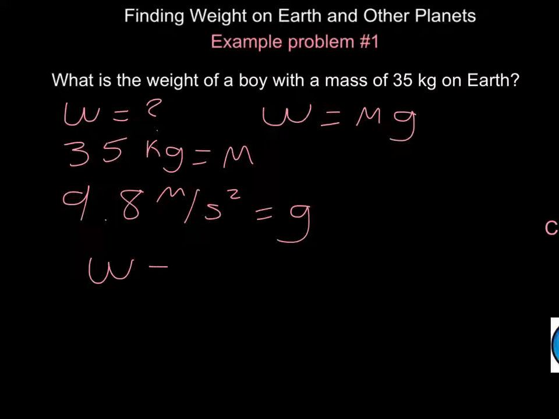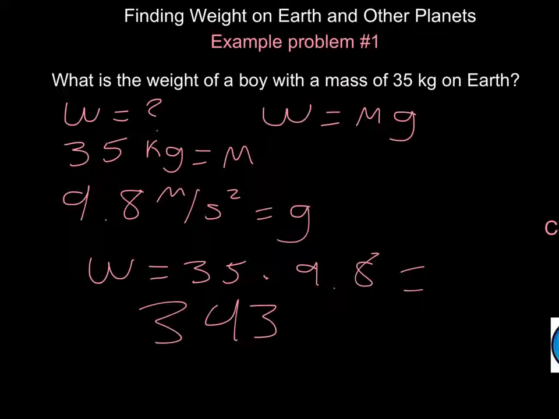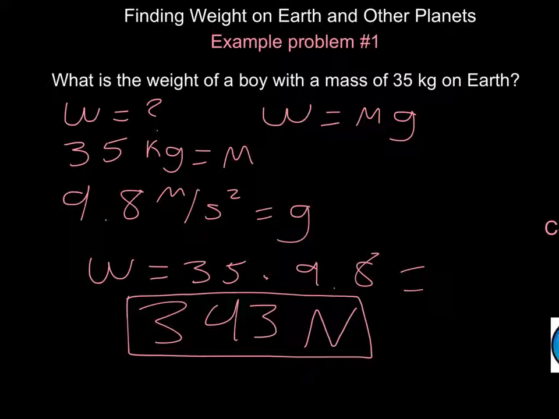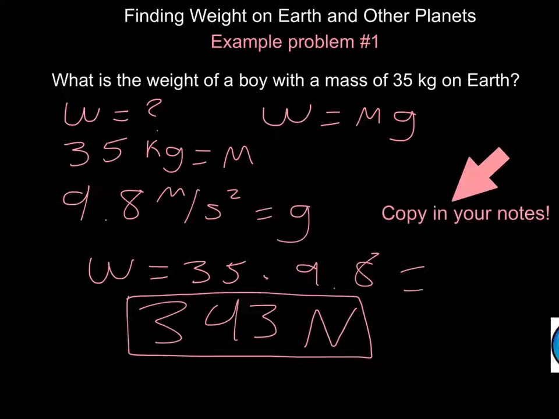So we have W is equal to 35 times 9.8. And when we do that, I actually have to calculate that out. It's equal to 343. And just like with our units of force and F equals ma and W equals mg, our units are still the same, 343 newtons. So what I'd like you to do now is go ahead and copy this into your notes and pause the video.